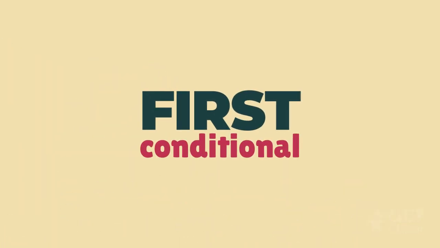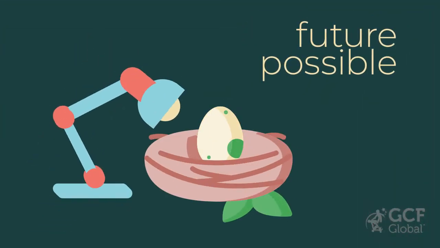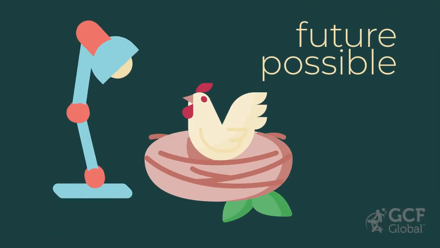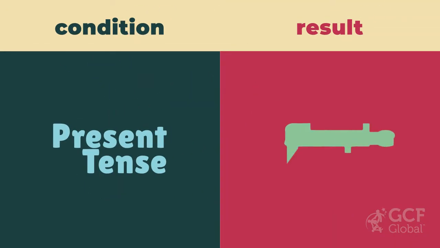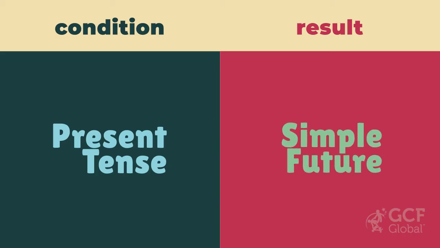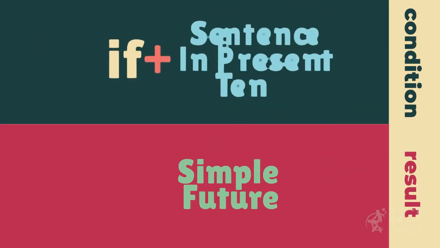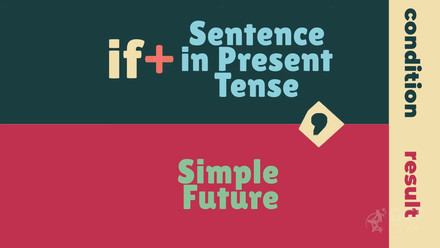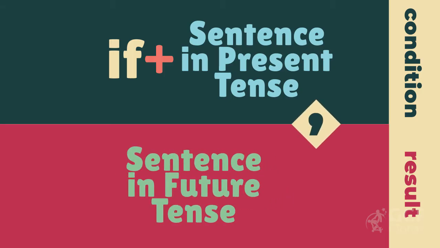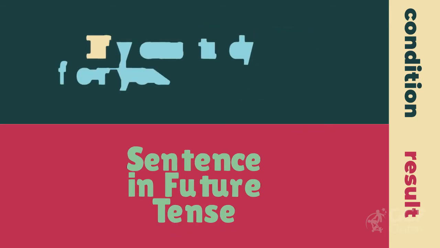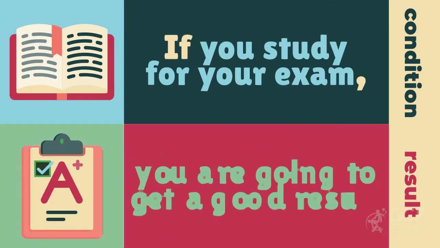First conditional. We use this conditional to refer to a future situation we think is possible. In this case, the conditional clause goes in the present tense, and the main sentence goes in simple future, like this: if plus the sentence in present tense plus comma plus sentence in future tense. If you study for your exam, you are going to get a good result.